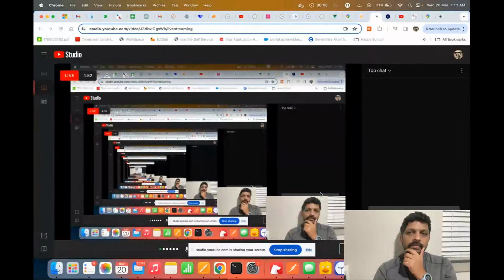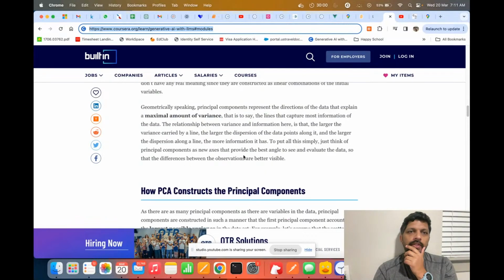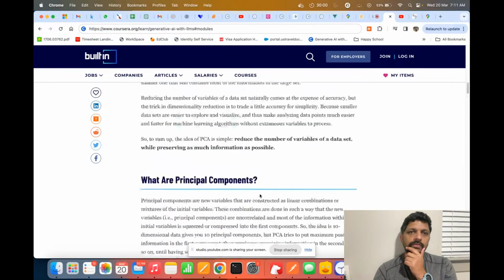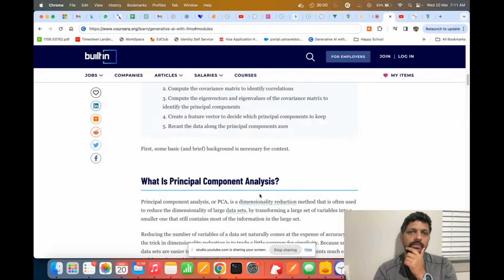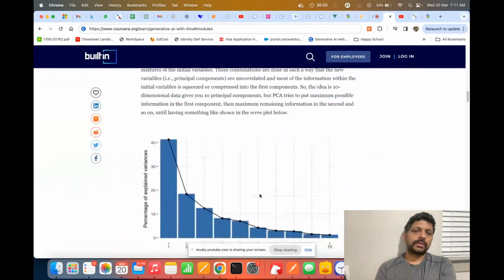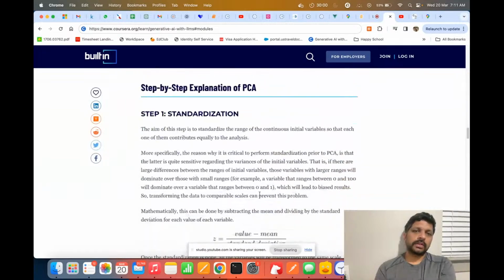So the first step that we looked at is standardization. I couldn't find that block for some reason. I think this is the block, is it? Okay, I'm not sharing the screen. Okay, let me share the screen. Yeah, I think this is the block that we're following. It had steps, no? Yeah. So, principal component analysis. Yes, this is the one.